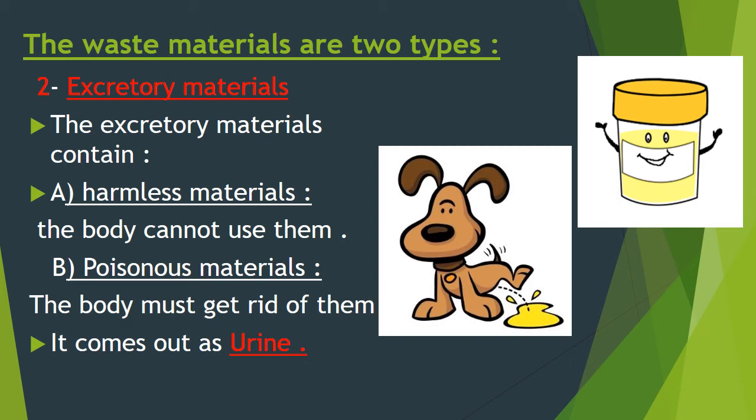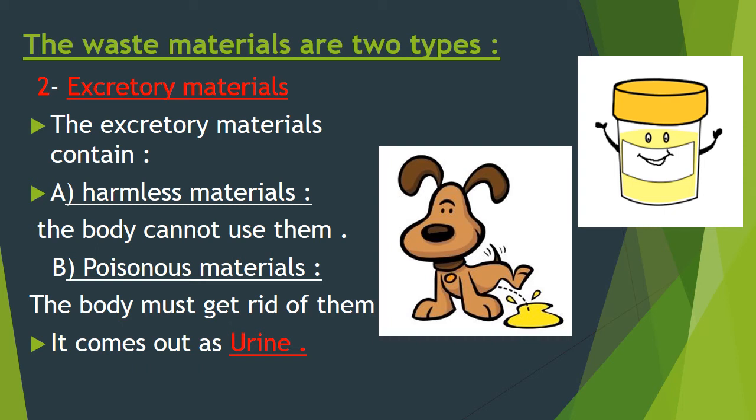Okay? The second type is poisonous materials or toxic. Poisonous means harmful, okay? They can harm the body and they can cause death. If they remain or are stored in the body, you can die later on, or it can be toxic, poisonous, okay? Poisonous materials, the body must get rid of them. The body must get rid of poisonous material, okay? You must push it out of your body. The excretory materials come out of your body in a form of what? In a form of urine.